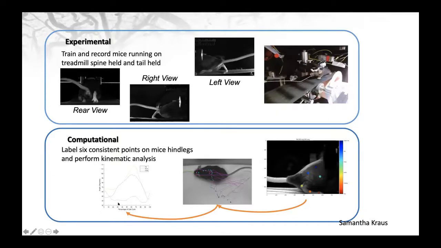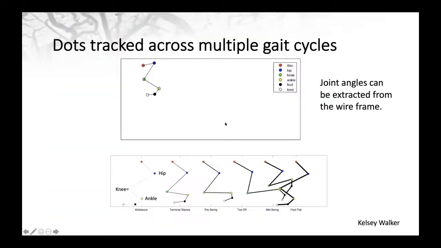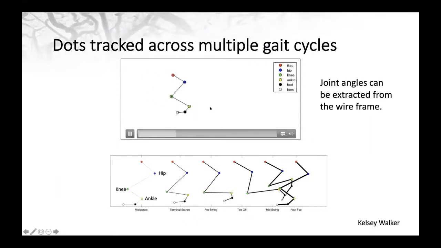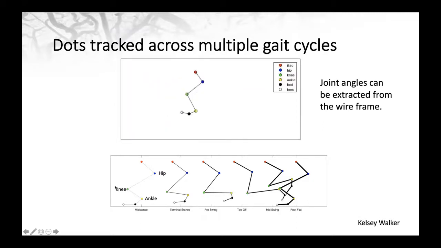So here on the left is an example of the hip, knee, and ankle angles as the mouse runs on the treadmill. These are the dots that are tracked during a typical session on the treadmill.